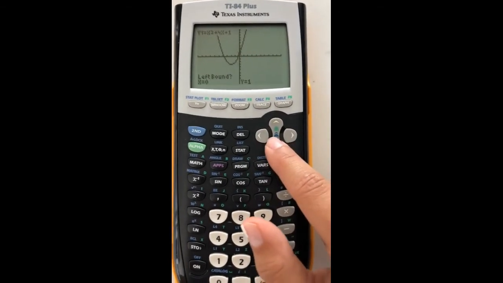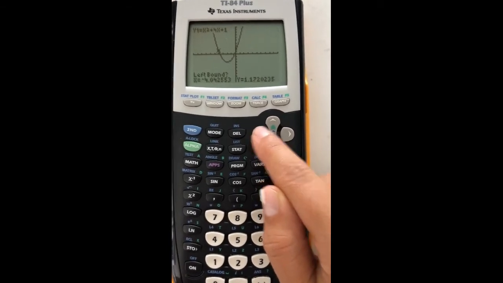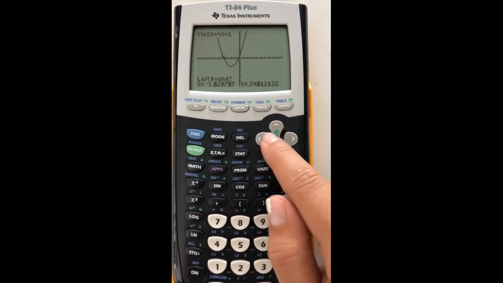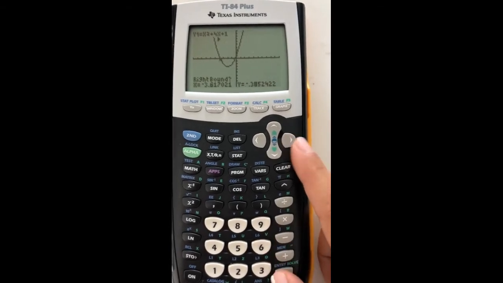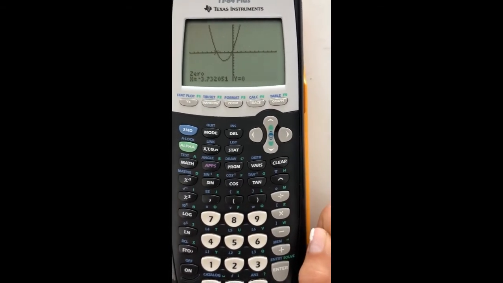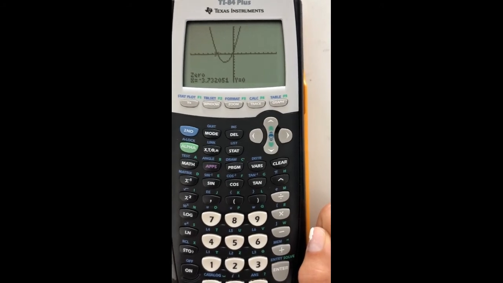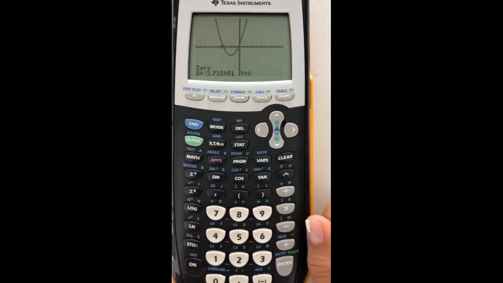Okay, then I'm going to go all the way over to find this first one. You want to make sure that you are a little bit left bound. Then I'm going to go down, I'm right bound. Then we're going to hit enter again, so it's going to guess. So I have negative 3.73 comma 0 as my first zero. So you could go ahead and write that down on your paper.